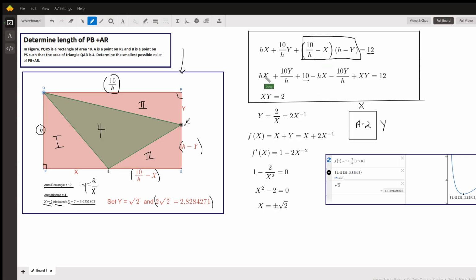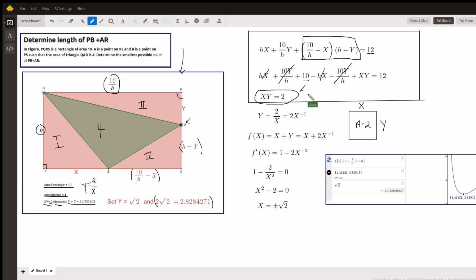And here's what's cool. hx minus hx cancels out. 10y over h minus 10y over h cancels too. Subtract 10 from both sides. There we prove that in order for the area of this red or green triangle to be 4, x times y has to equal 2.